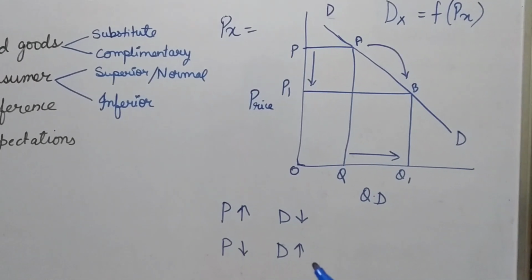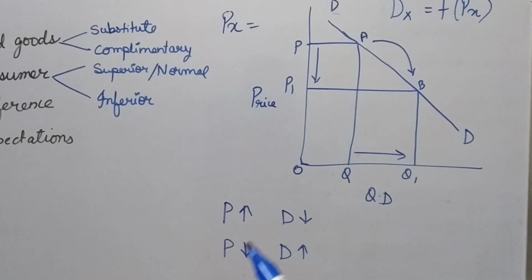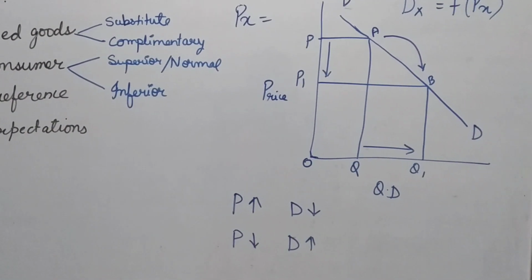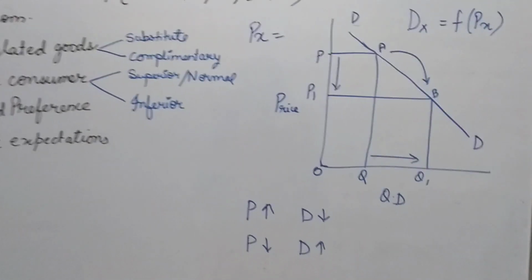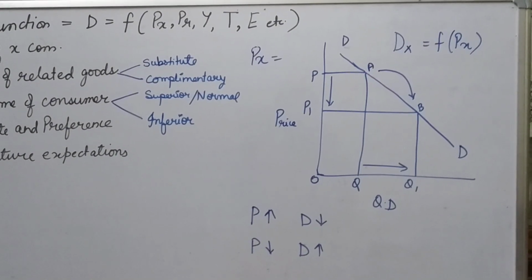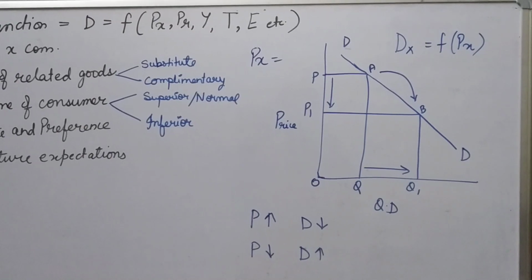Why does the consumer behave in this way? Why is there an inverse relationship between the price and the demand, or price and the quantity demanded? Because the consumer has a limited income. So that is why when the price increases, he will reduce the consumption, and when price decreases, he will increase the consumption of that commodity.